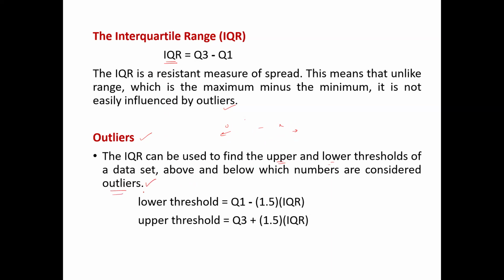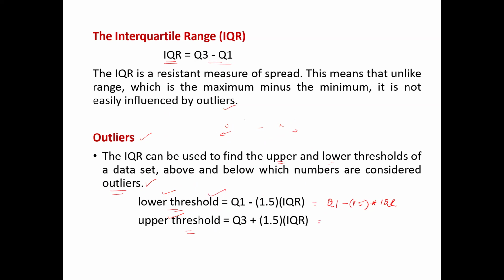So upper threshold and lower threshold, and whatever the numbers are below this and above this are considered to be outliers. So how are we going to find out this lower threshold and upper threshold? Here is the formula. We already know how to find Q1, so the lower threshold is Q1 minus 1.5 into IQR. And what is IQR? Q3 minus Q1.